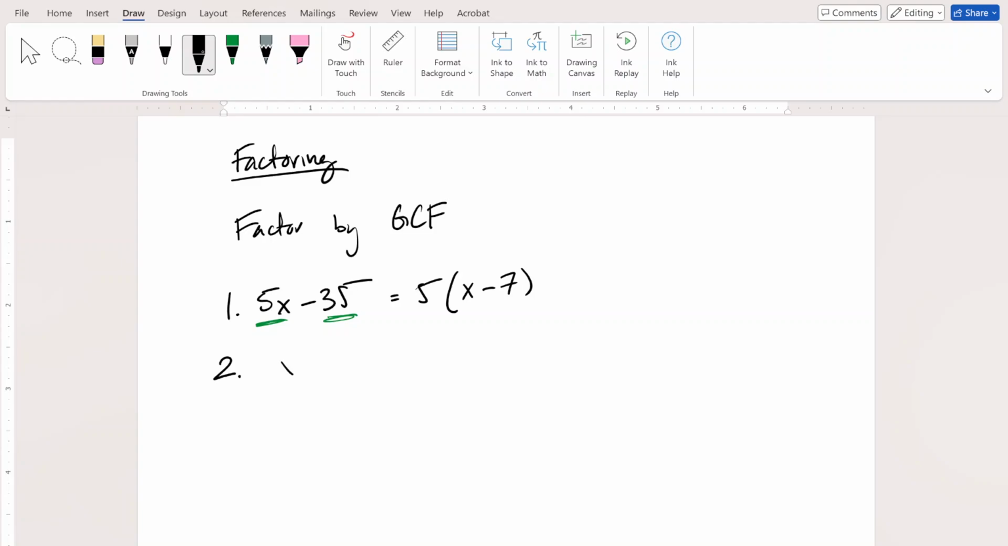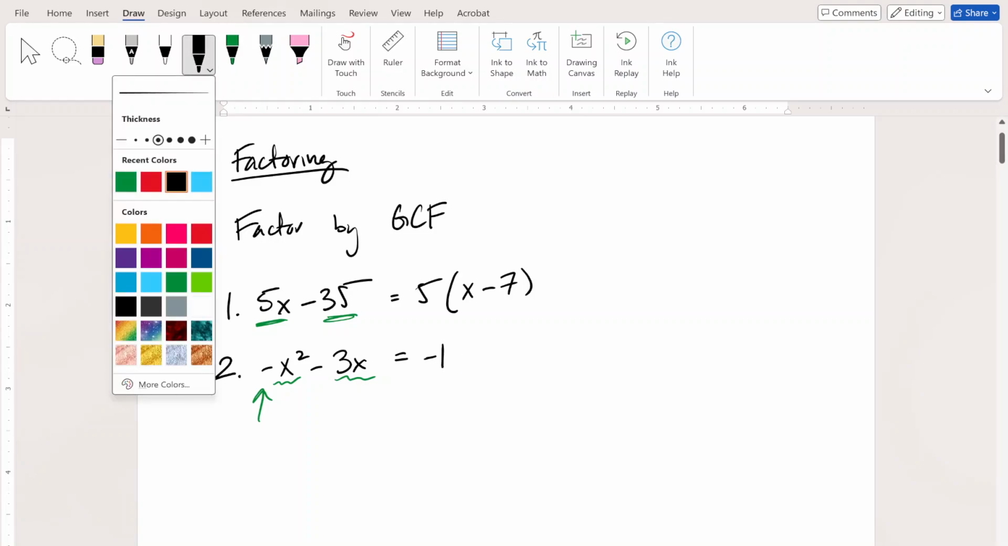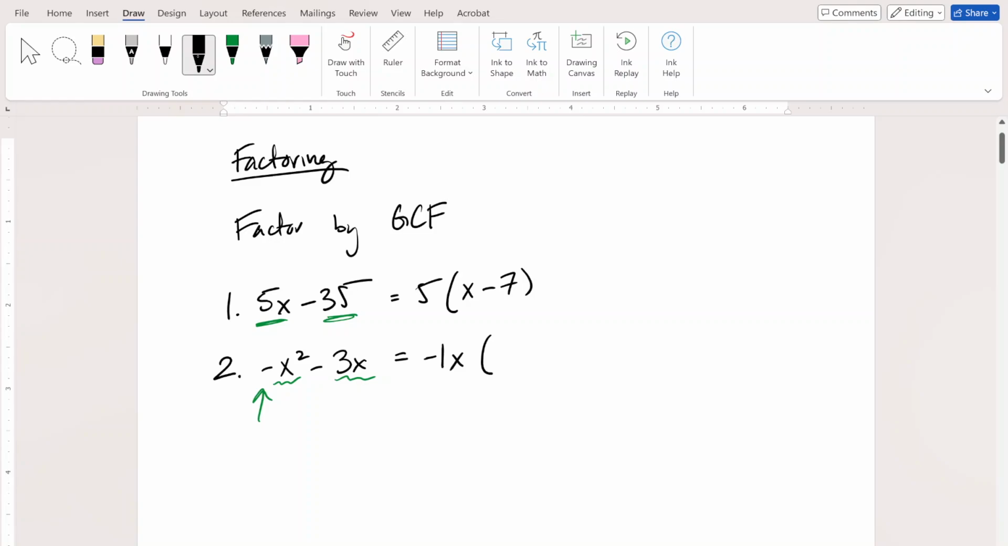If I give you, let's say, negative x squared minus 3x. Well, looking at this, they both have a negative, and especially this first term is negative. So I like to take out a negative 1 for that. I'll put a negative 1 like that. And then not only that, if I look at x squared and 3x, the factor that they have in common is just a single x here, leaving me with, well, if I take out a negative 1x from the negative x squared, I'm left with x.